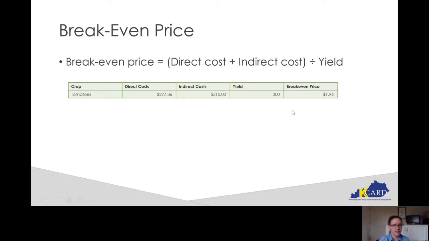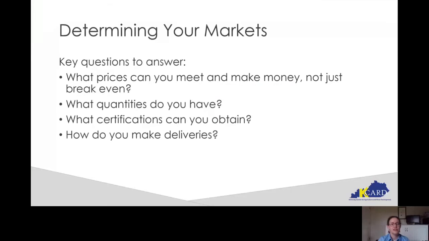All right, so now we know how much we have to charge. So you're like, all right, I need at least around $2 to break even on my tomatoes. So now what market can do that? What prices can you meet and make money, not just break even? What quantities do you have?